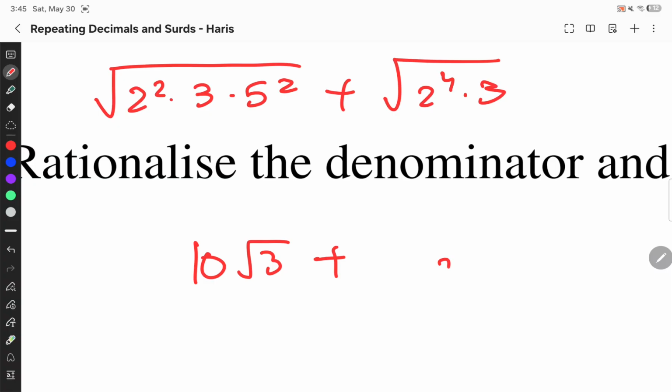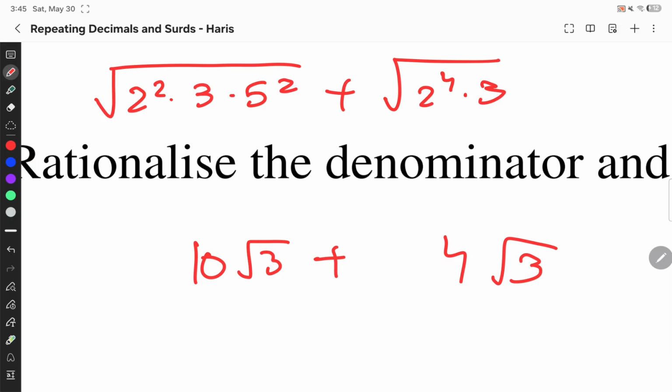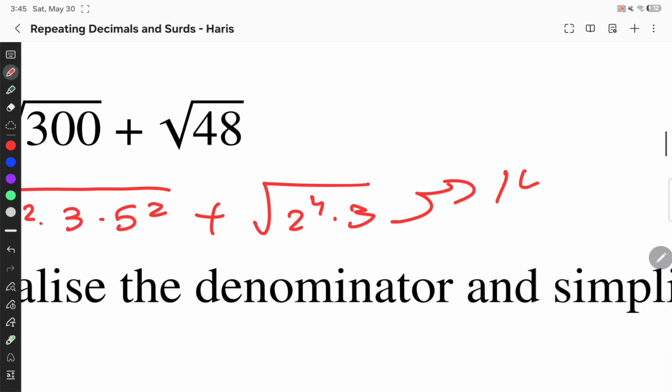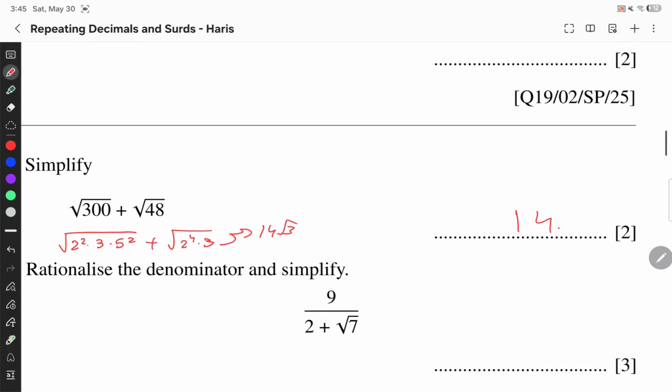Following this, we have 2 to the 4 root 3. Now this can become 2 squared, or 4, because the power is even. 4 times a half is equal to 2, and 2 squared is equal to 4. Nice. And finally we add them together. This becomes 14 root 3, and that is our answer, 14 root 3.